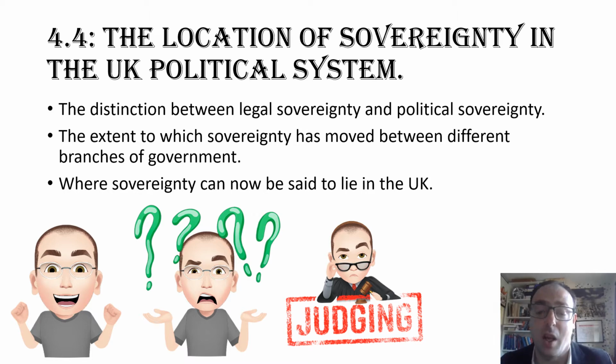So this is part of component 2. It is section 4.4 for A-level politics on the Edexcel spec. And it's called the location of sovereignty in the UK political system, and it asks for students to know the distinction between legal sovereignty and political sovereignty, the extent to which sovereignty has moved between different branches of government, and so we're going to plot some of the movement over time, and where sovereignty can now be said to lie in the UK.